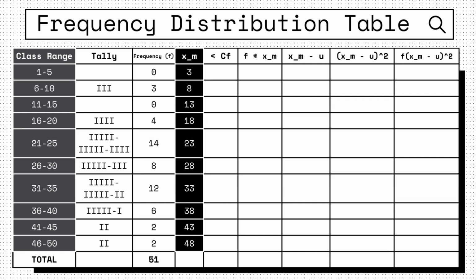For the fourth column, we will identify the x sub m, or midpoint, of each class range. The midpoint of 1 to 5 is 3 because the number in the middle of 1 to 5 is 3. 6 to 10 is 8, 11 to 15 is 13, 16 to 20 is 18, 21 to 25 is 23, 26 to 30 is 28, 31 to 35 is 33, 36 to 40 is 38, 41 to 45 is 43, 46 to 50 is 48.